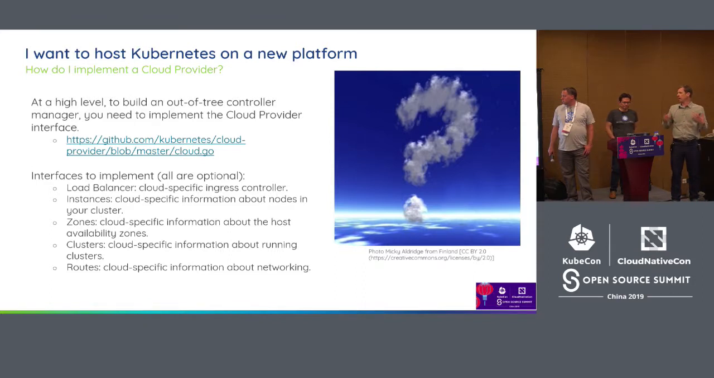So at a high level, to build the out-of-tree provider, you need to implement the cloud provider interface. And there are several interfaces that you have to implement. And you may not actually implement all of them. If your cloud doesn't provide one of these, then every one of these has an optional flag to say that you don't support that, and the cloud controller manager will ignore it.